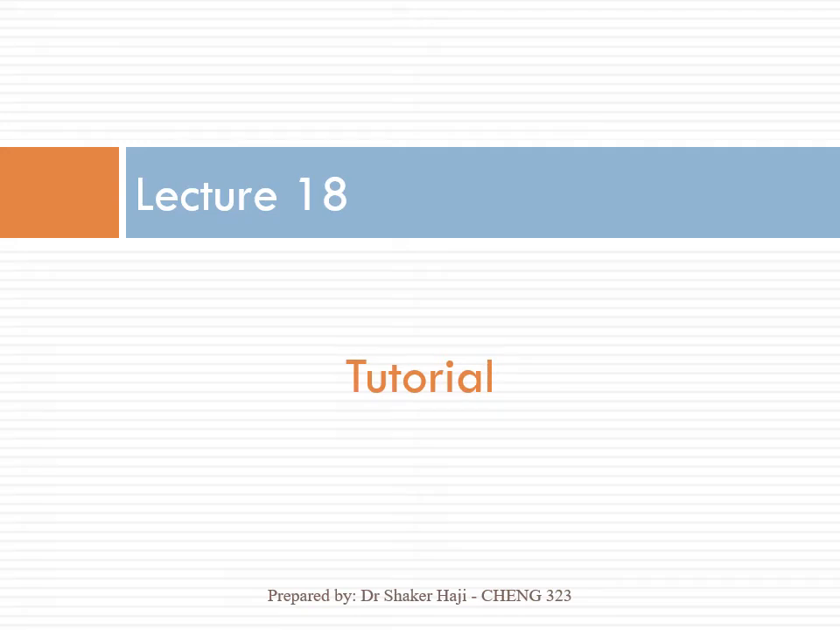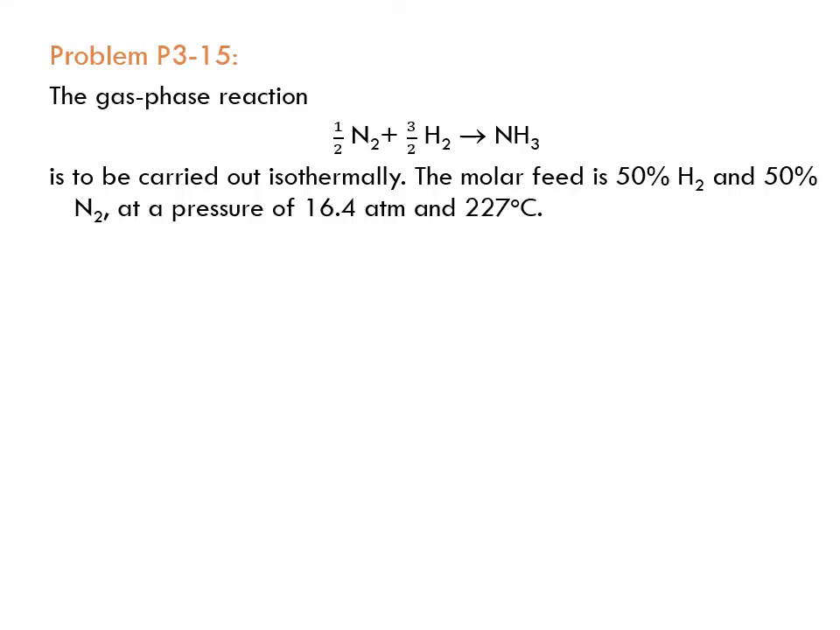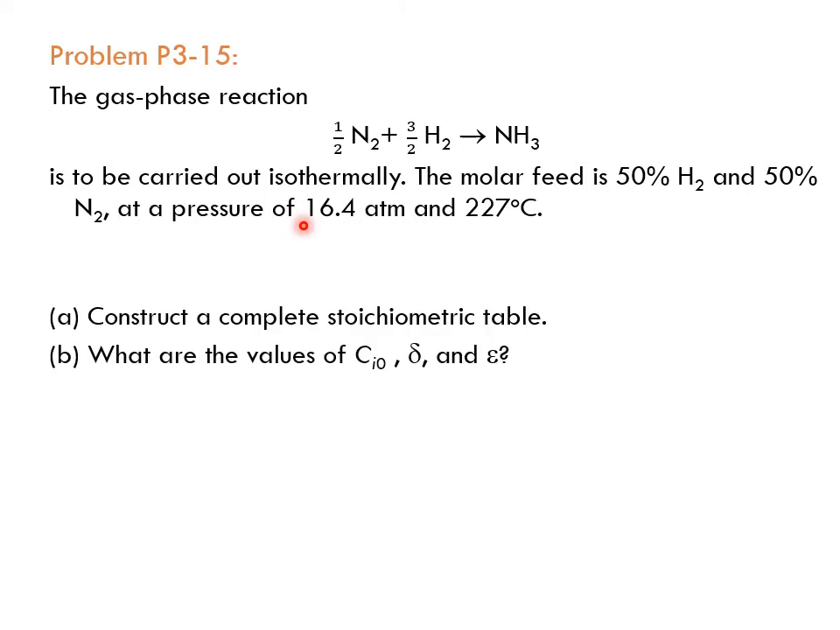Lecture 18 is going to be a tutorial where you're going to solve a couple of problems and I'm going to give you some hints and information. Okay, problem 3-15. The gas phase reaction, half a mole of nitrogen plus 1.5 moles of hydrogen gives you ammonia, is to be carried out isothermally. The molar feed is 50% hydrogen and 50% nitrogen at a pressure of 16.4 atmospheres and 227 degrees C.